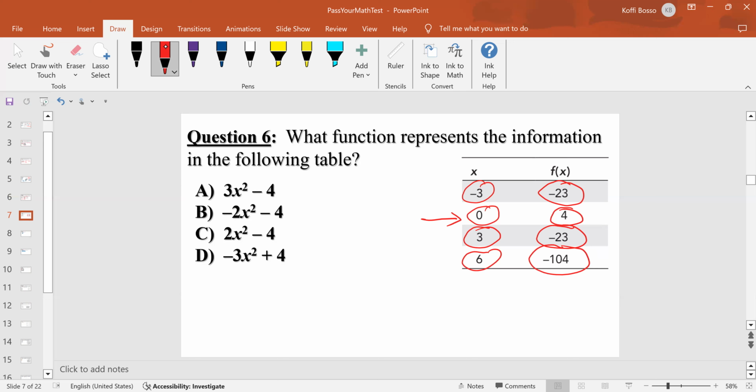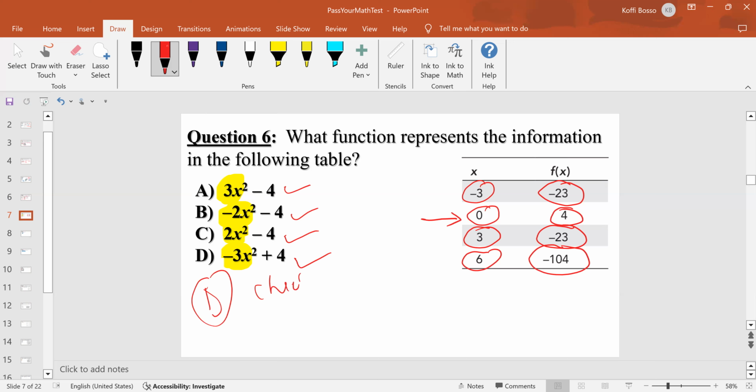Okay, so therefore, I will try to use that 0. But the thing is this, if you plug 0 in each one, this will be 0, this will be 0, this will be 0, this will be 0. So the x part will be 0. So we see that, okay, A, you're going to get -4, B, you're going to get -4, C, you're going to get -4, D, you get a +4. But based on the table, when x is 0, you have to get +4. That means what? The correct answer here is D.